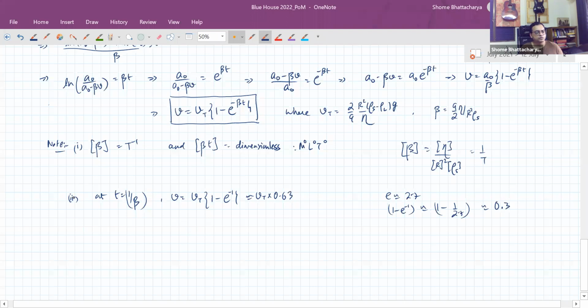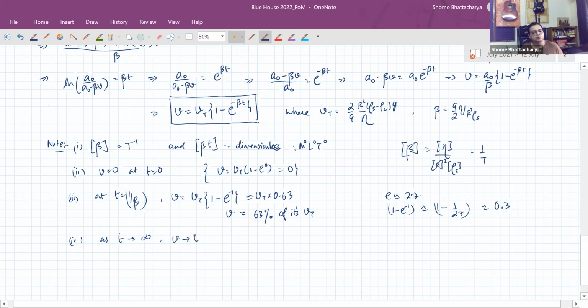Actually before this, let's start with this, that v is equal to 0 at t equal to 0. That you can see from the formula. But at this particular value of time, it reaches about 63% of its terminal velocity. The velocity reaches this value at this value of time. And finally, as t tends to infinity, v tends to become equal to terminal velocity.